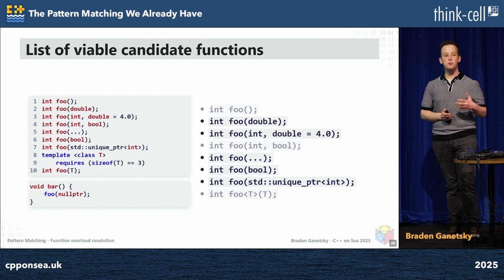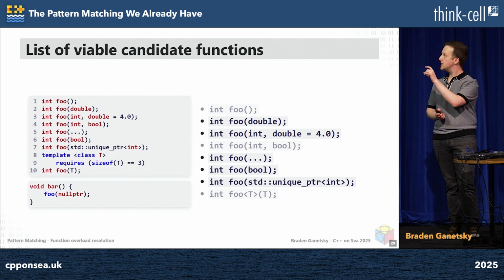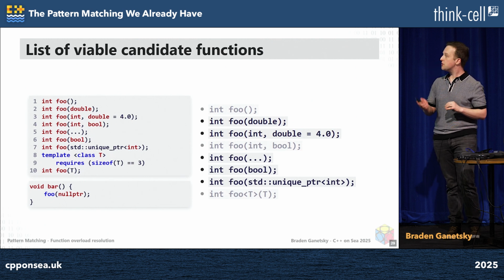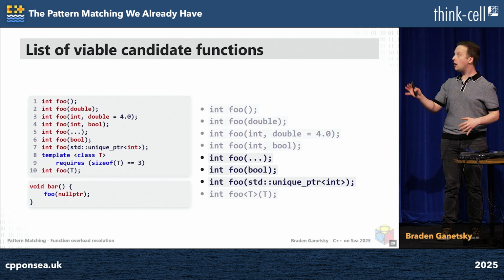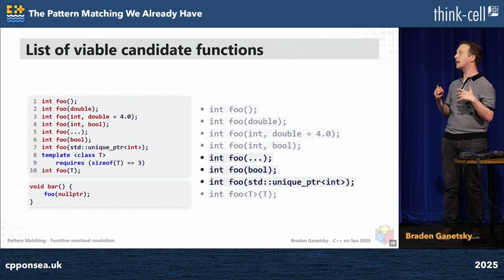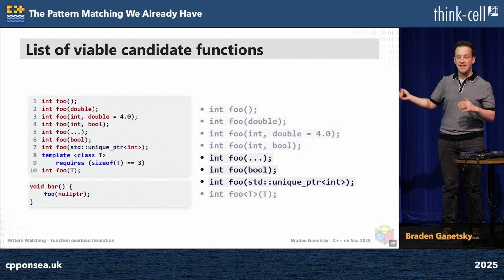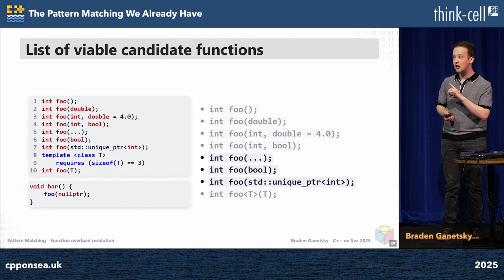And then finally, we remove all the functions where null pointer cannot convert to the first parameter. So null pointer cannot convert to double, and null pointer can also not convert to int, and so we remove those. But null pointer can convert to ellipsis, and null pointer can convert to bool, and null pointer can convert to unique pointer. And so we're left with these 3. This is now the viable list.